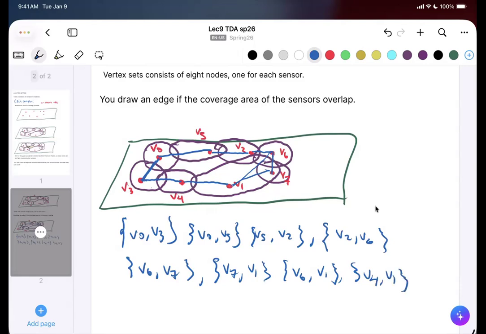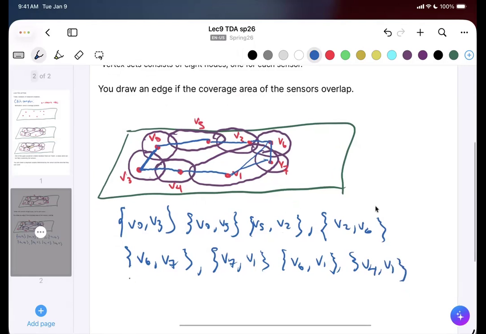I don't know if I have V3 with V4. Actually, I don't think I have V3 with V4. So that should be all. So I have 2, 4, 6, 8, 9. And how many edges did I draw? 1, 2, 3, 4, 5, 6, 7, 8. I think we're good. And I end up having 9 edges. And again, I can draw them pictorially, but I can just also draw them as a list of numbers. Okay? So far so good.